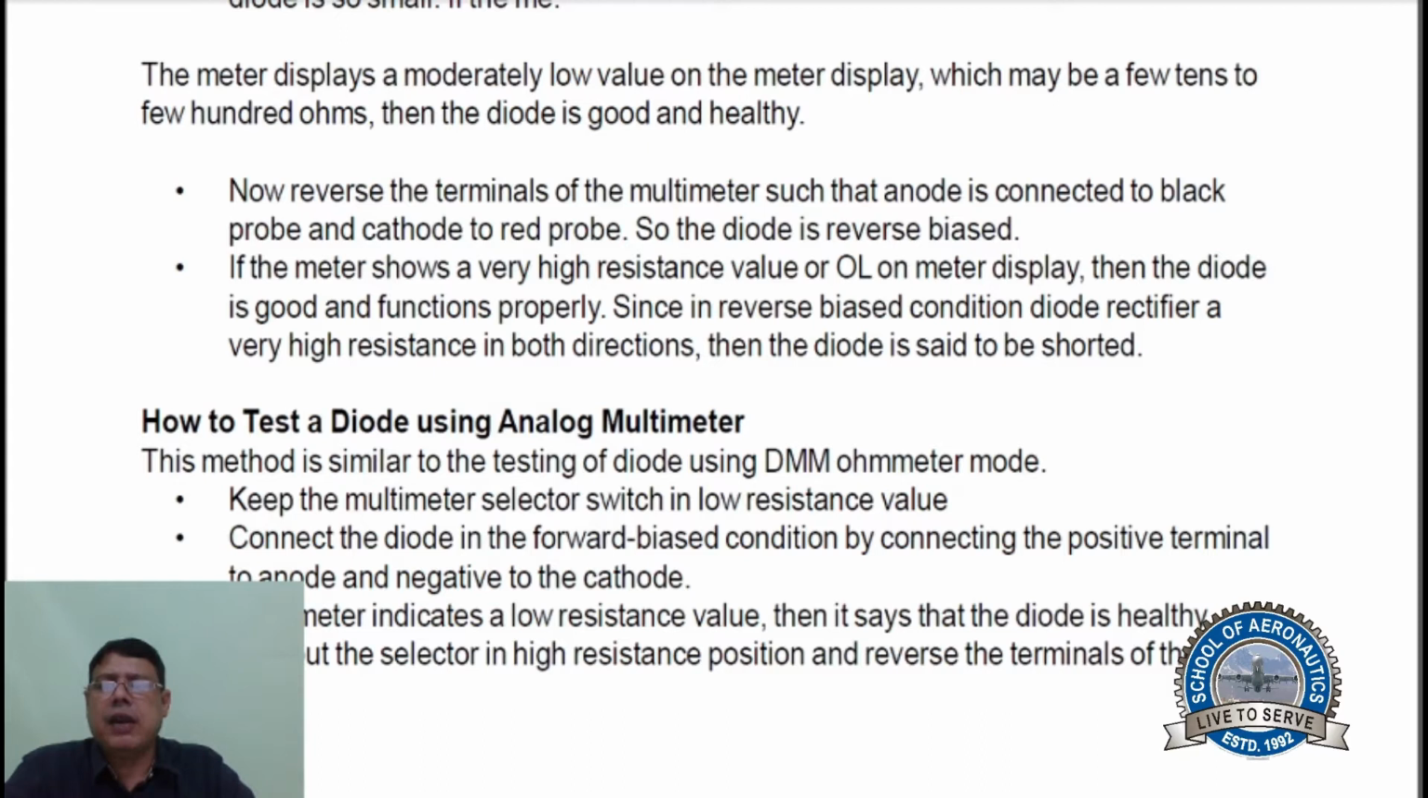How to test a diode using an analog meter? The method is similar to testing a diode using a DMM ohmmeter.